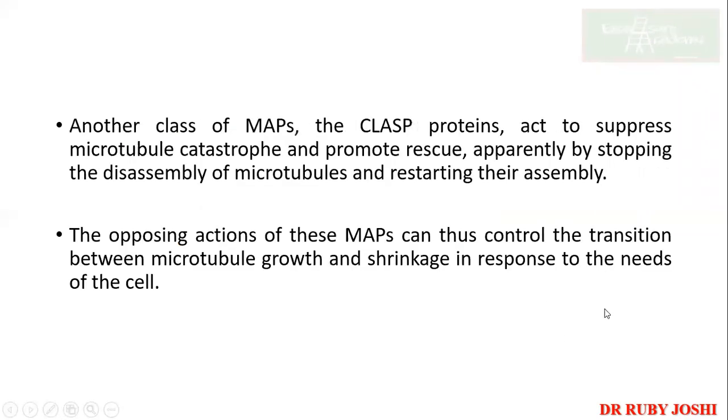Okay. Now, another class of microtubule associated proteins are known as the CLASP proteins. They act to suppress microtubule catastrophe and promote rescue, apparently by stopping the disassembly of microtubules and restarting their assembly. What does that mean? For some reason, maybe because of the addition of certain drugs, the microtubules will start dissociating, and I need to stop that unwanted or unregulated dissociation, and that will be done by the CLASP proteins, which will act as the rescue. Okay, and that will be prevented and the assembly restarted.